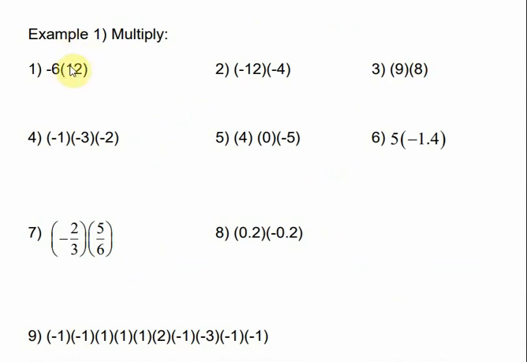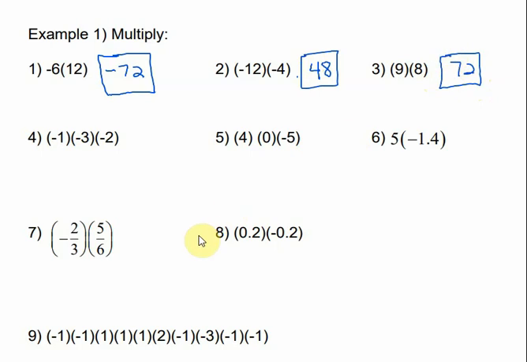If I have a -6 times a positive 12, a negative times a positive is negative, and that would give me a -72. All right, -12 times -4, that's an even number of negatives. I'm going to get a positive answer. Negative times negative is positive, and we know that 12 times 4 is 48. So it's a positive 48. All right, a positive times positive is going to be positive, and 9 times 8 is 72.